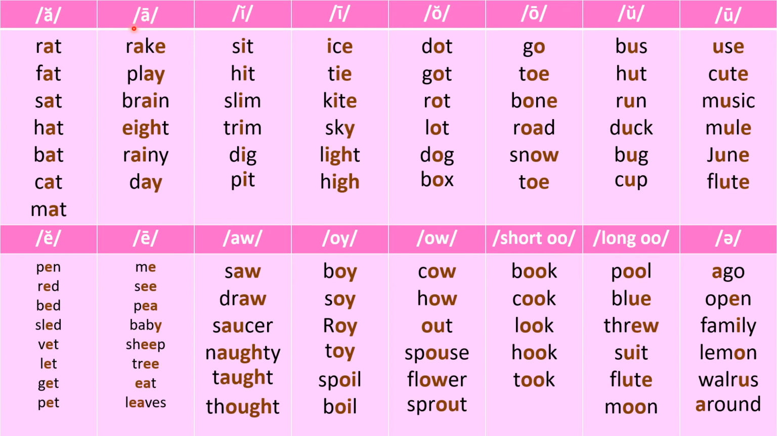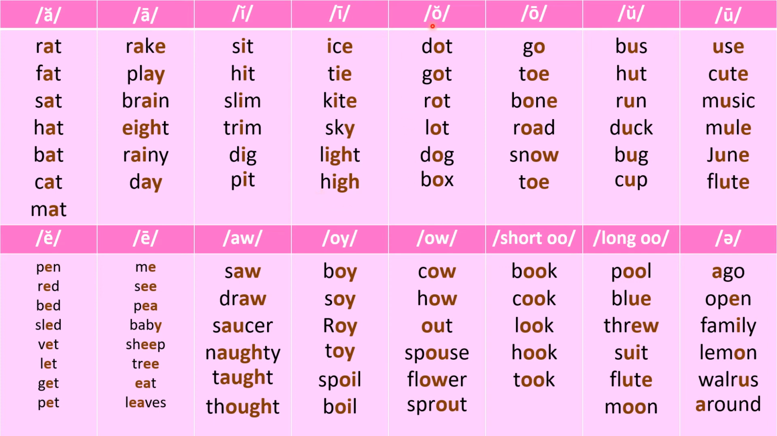Long A as in rake, play, brain, ate, rainy, day. Short I as in sit, hit, slim, trim, dig, and pit. Long I as in eyes, tie, kite, sky, light, high.